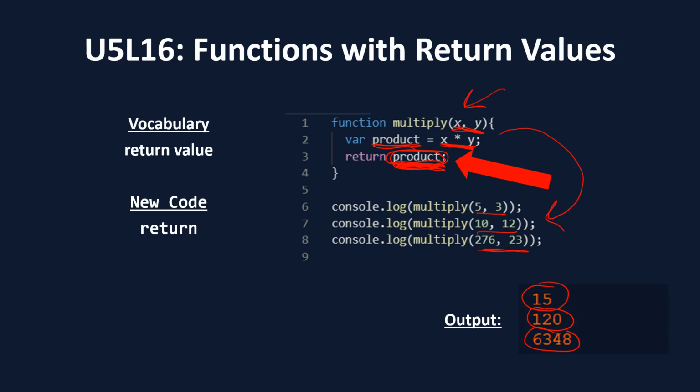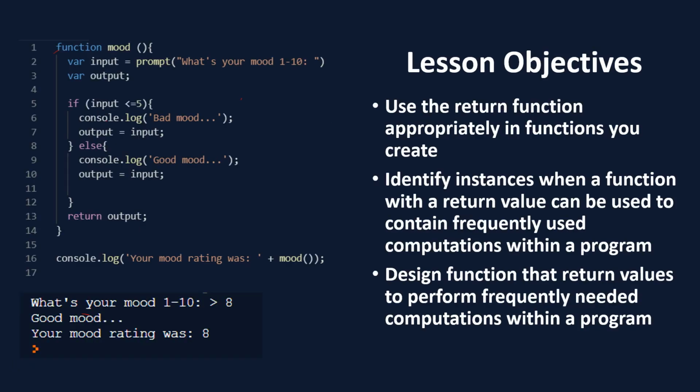It's taking a value that you generate from a function, and then you are going to return that value outside of the function itself so you can do something with it. So vocab, just one term, return value, and then the new code is we're just learning return. So our objectives for lesson 16 is you should be able to use the return function correctly in functions that you personally create, and know when to use them and how to use them correctly.